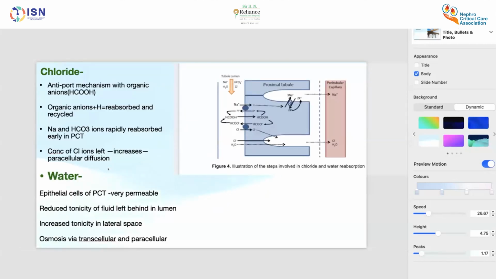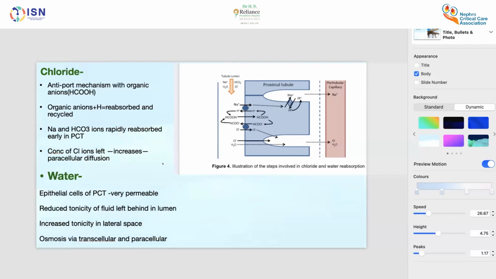Then chloride ions. The chloride ions are reabsorbed with two mechanisms. One is antiport mechanism with organic anions. The organic anions and hydrogen are reabsorbed and recycled into the cell. The sodium and bicarbonate ions are rapidly reabsorbed early in the PCT. That's why the concentration of the chloride ions left in the tubular lumen is higher, and these chloride ions, which are increased in the tubular lumen, are reabsorbed by paracellular diffusion into the cell.